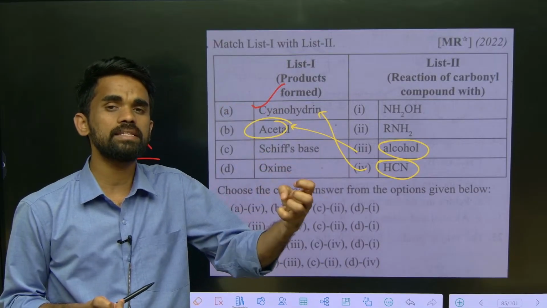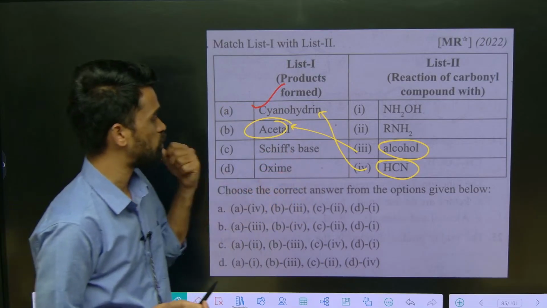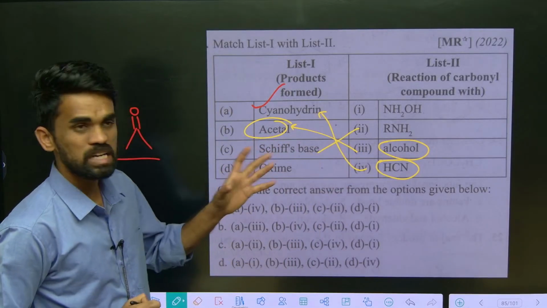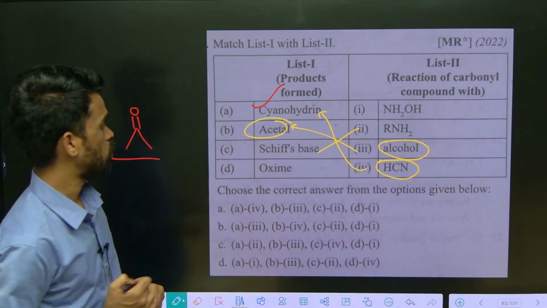Imines are also called Schiff's bases. Alkyl imines formed here are called Schiff's bases. So 2C. These names are important, that's why I have picked this question.